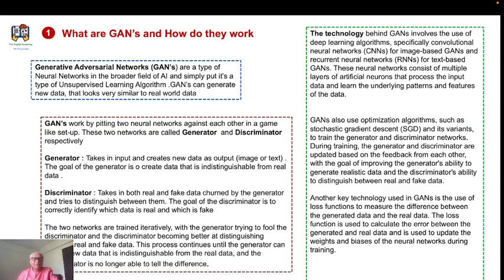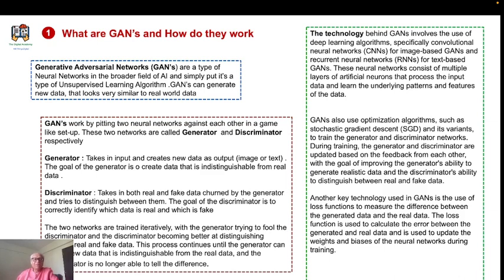GANs, however, are part of a broader family of neural networks which can generate high fidelity new data based on the data on which they are trained. So it creates artificial data mimicking real world data. It could be text data, images, videos, and so on, which resemble the original data. And the question is, how does this work?